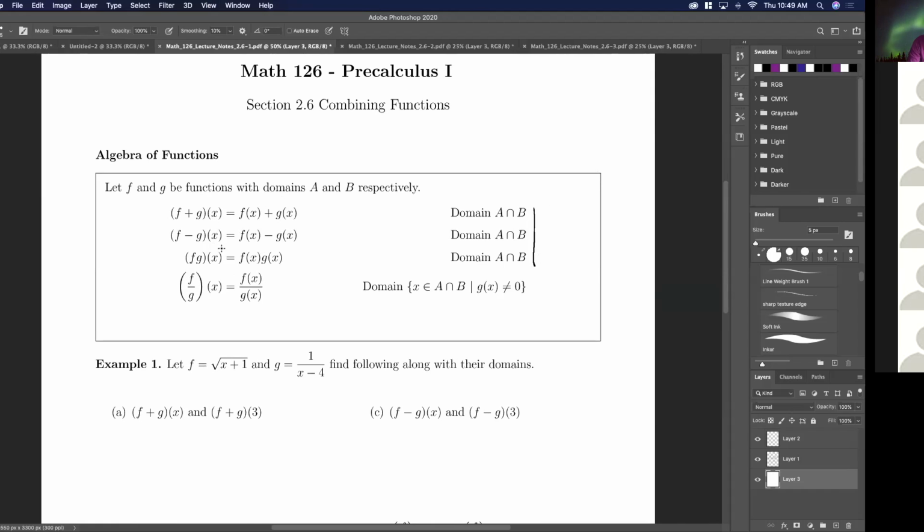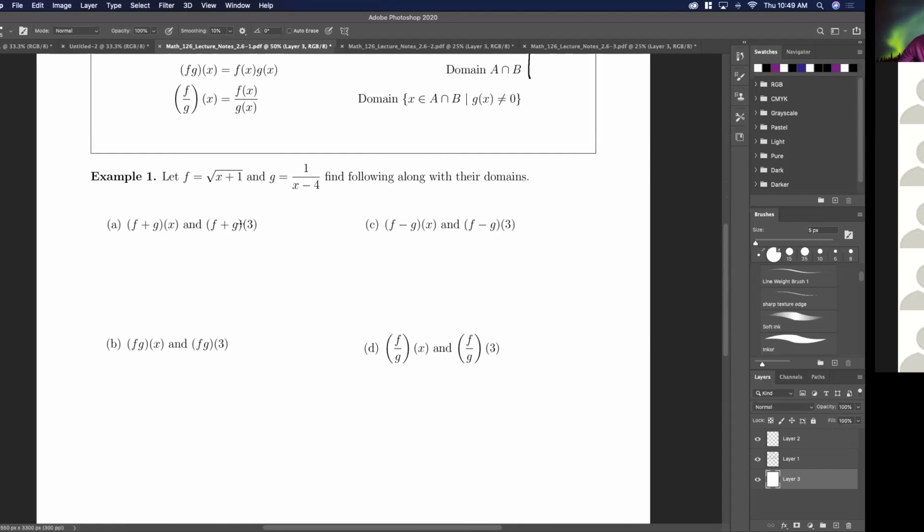So if the domain of f is A and the domain of g is B, it's the intersection between those two. The only thing is that when you divide by g, you have to throw away everything where g is 0 as well. Okay. So let me just crunch through this real fast. I don't know how deep I'll go into some of this. This is really kind of basic, but we'll do it.